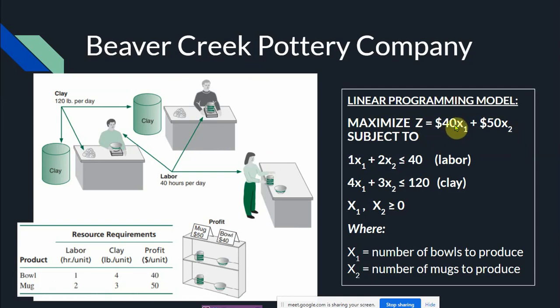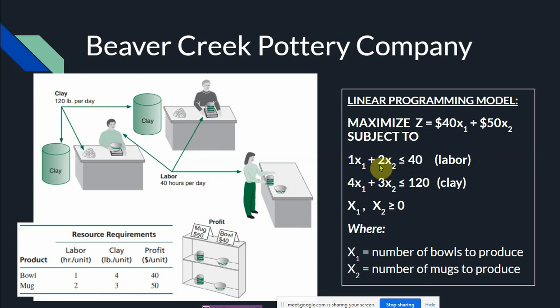So this is our problem, or linear programming model, wherein our goal is to maximize our profit, which equals $40 of x1, that is the number of bowls to produce, plus $50 of x2, the number of mugs to produce. So these coefficients, the 40 and 50, we call them coefficients. They are our profit per unit, right? And our objective function is subject to our constraints.